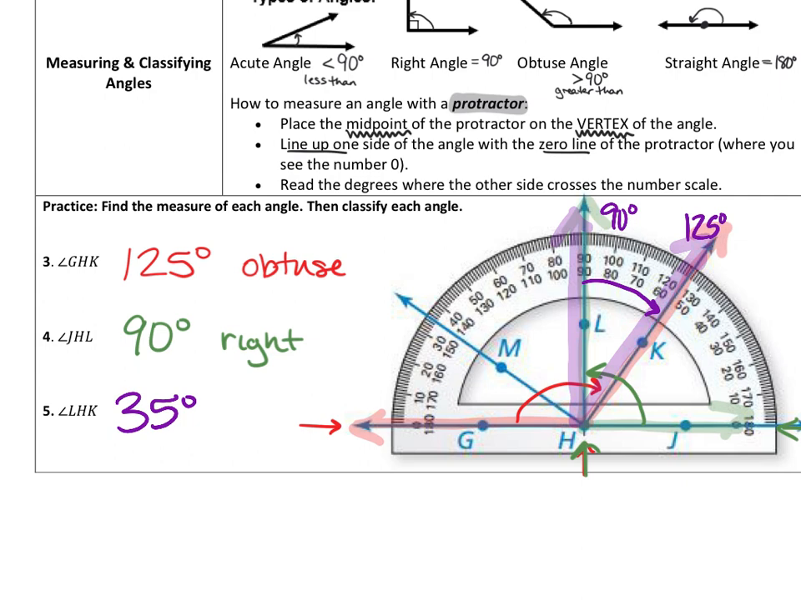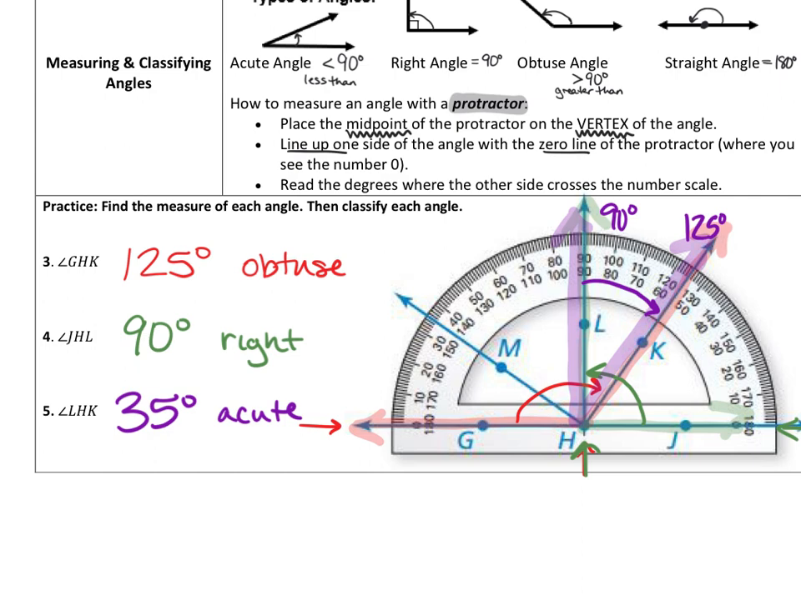What kind of angle is that? Acute. Very good. It's an acute angle. If you're like, what? How'd you get 35? Guys, just count. So 10, 20, 30, 35. You can just count along your protractor.